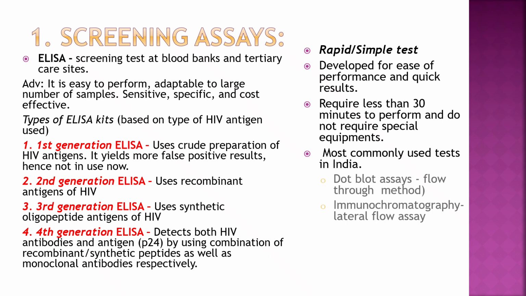Second generation ELISA uses recombinant antigens of HIV. Third generation ELISA uses synthetic oligopeptide antigen of HIV. Fourth generation ELISA detects both HIV antibody and antigen, that is P24, by using a combination of recombinant synthetic peptides as well as monoclonal antibodies respectively. Rapid simple tests are developed for ease of performance and quick result, require less than 30 minutes to perform and do not require special equipment. Most commonly used tests are dot blot assays, flow through method, immunochromatography, lateral flow assay.